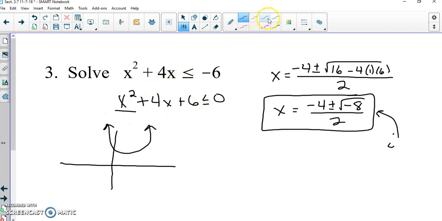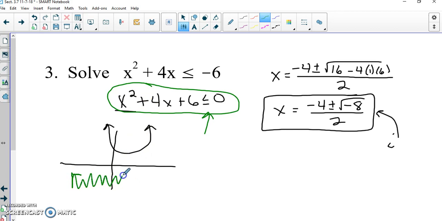All right, take a look at the problem. It says I want all the x values that, when I plug them in, will make that less than or equal to 0. Well, if you look at this graph, this opens up, it never hits the x-axis. Can I ever plug in a number that will be less than 0, that will be down in this area here? No. So in this case, our answer is no solution. So you have to watch that anytime you get those i's.